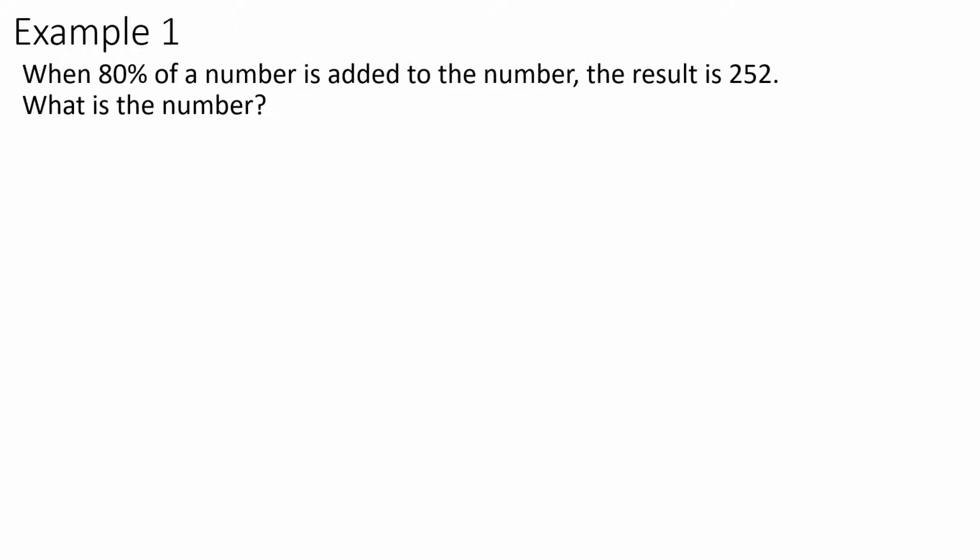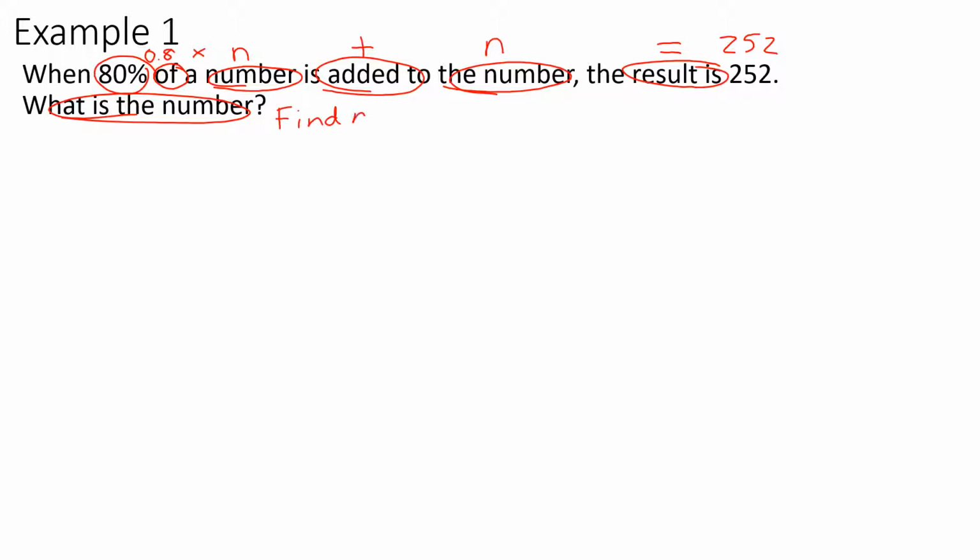So to come up with the equation, let's translate from English to math. 80% is 0.8. Of, in math, means multiplication. A number, well, let's let that be n for number. Any variable would be fine, x, y, it doesn't matter. Is added to, that's plus, the number, which we said was n. The result is, that's an equal sign, 252. What is the number? That means find n.